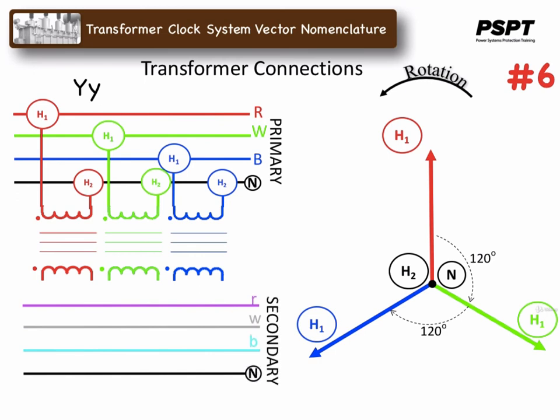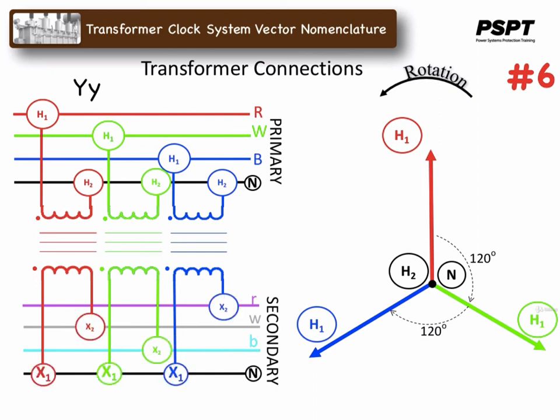The sixth and final connection of a YY configuration would look like this. The X1 terminals again would be connected together to form a secondary neutral, while the red winding X2 terminal is connected to the white phase bus, the white X2 terminal is connected to the blue phase bus, and the blue X2 terminal is connected to the red phase bus. The secondary phasors would look like this, showing that the secondary voltages are 60 degrees lagging the respective primary voltages.